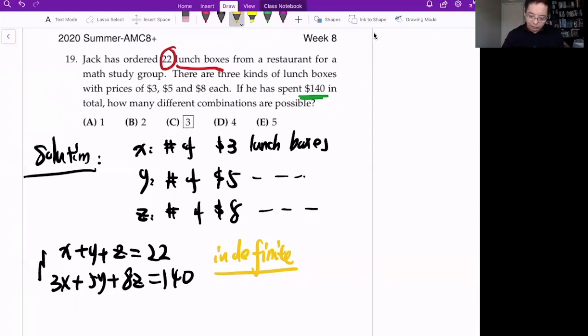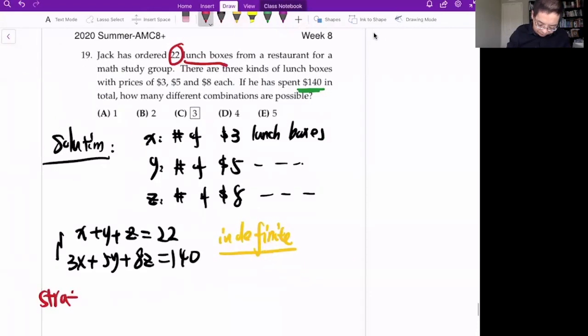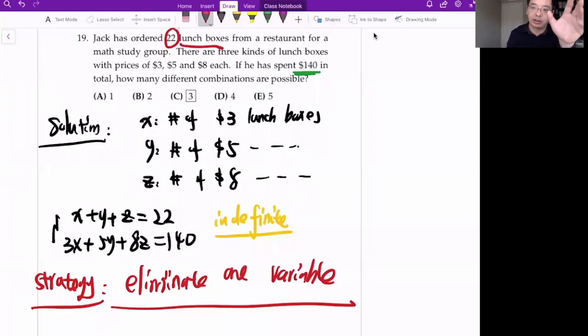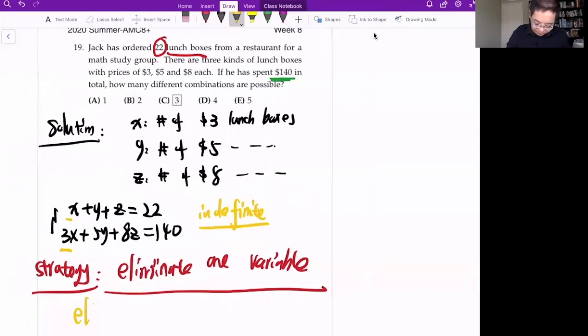To solve this kind of problem, the general strategy is to eliminate one variable. For details you can look at the book, which provides 2 different ways to solve such problems. Here, we'll focus on the first one. We eliminate one variable. Which one? You can choose whatever you like, but for convenience, you see the coefficients of x are 3 and 1. So we choose to eliminate x.